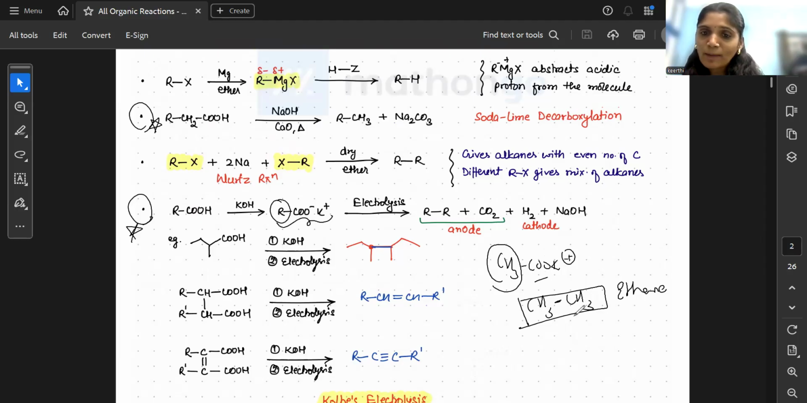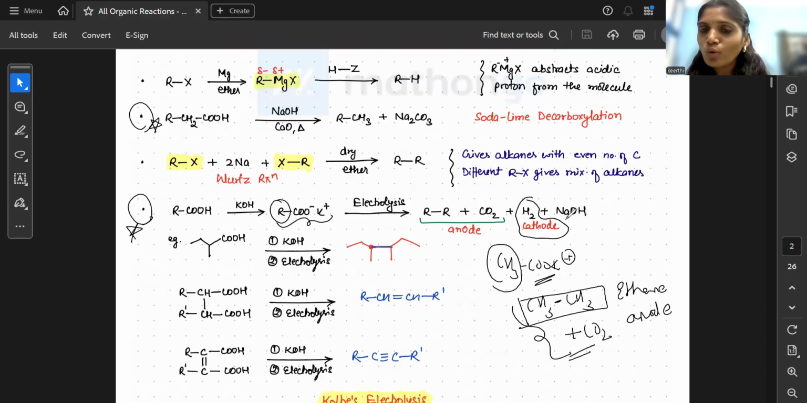Plus, from all the other things present in the reaction, what are the side products you get? You get carbon dioxide, and these two products are obtained at the anode. And at the cathode, what is left in the solution? At the cathode, you get hydrogen gas, and NaOH is present in the solution. So very important question: at the anode, you get your alkane and also CO2. At the cathode, you get hydrogen gas, and NaOH is in the solution. So this is a very important reaction in Kolbe's electrolysis.